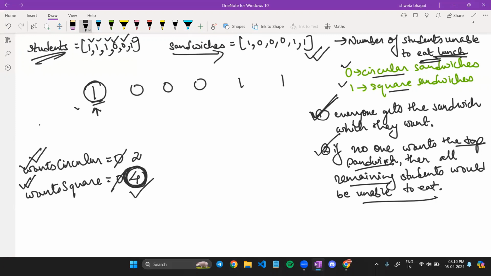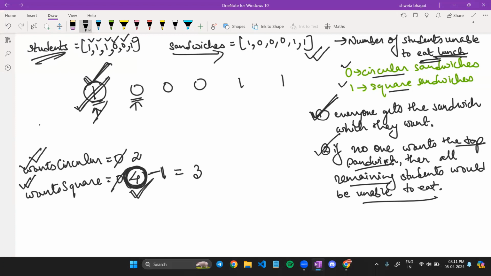Since there exists a child who wants a square sandwich, we will assign this square sandwich to a child, correct? And we will move forward to the next sandwich. Since we have assigned this sandwich to a child, we will subtract 1 from here. Why are we subtracting 1 from here? Because one of these 4 students got a square sandwich, correct? That is, his order was processed, so we will be subtracting 1. So what will we get? We will get 3. Now we are over here.